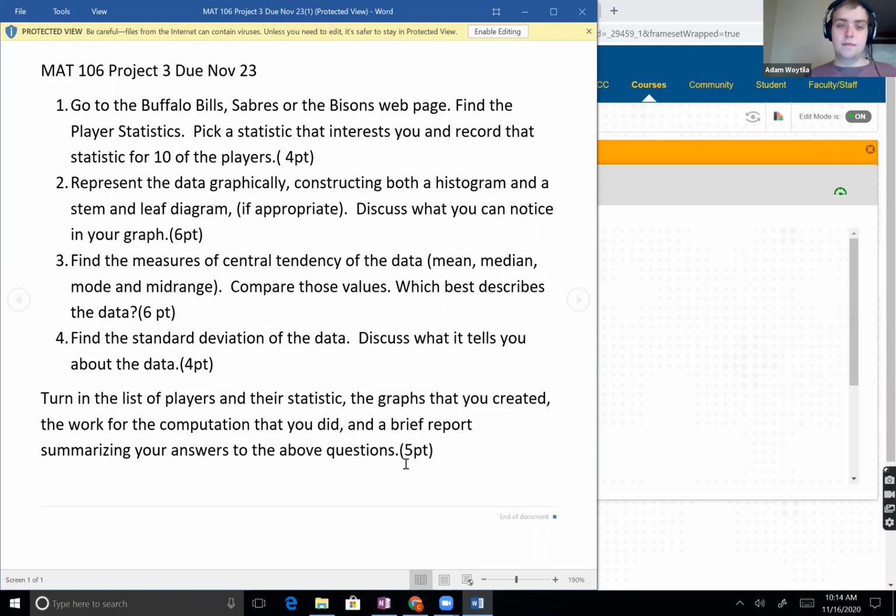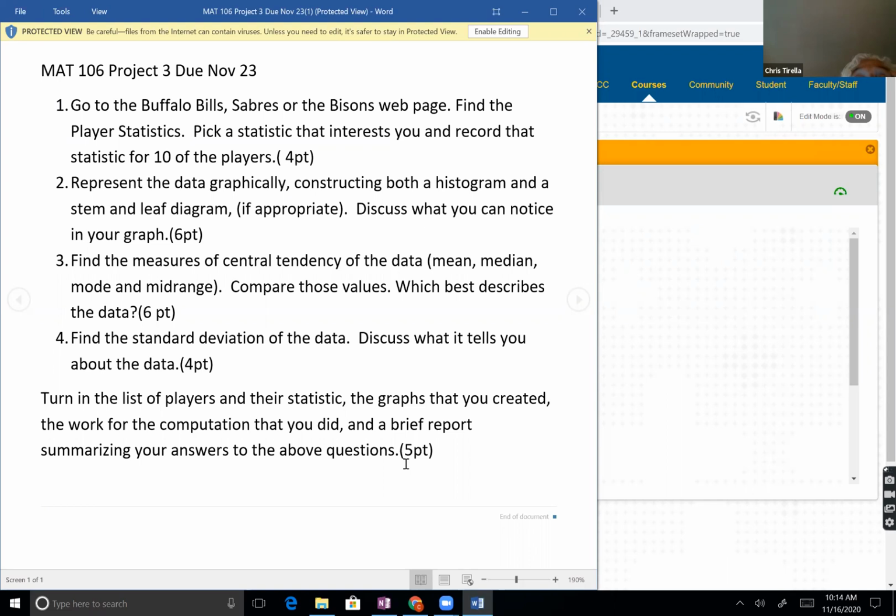Anything else on the project? Is there an example to this, like the other ones? No, I didn't really do an example because you're just getting a set of 10 numbers. You're making your two graphs, you're finding your mean, median, mode, mid-range. You're finding your standard deviation and telling me what it means. I think we did an awful lot of examples in class where we found that type of information. It's just applying it to your own data set.